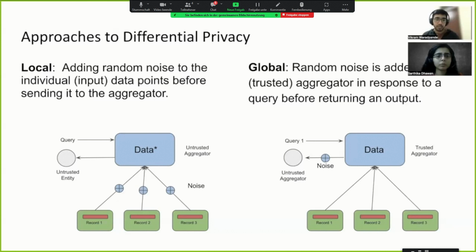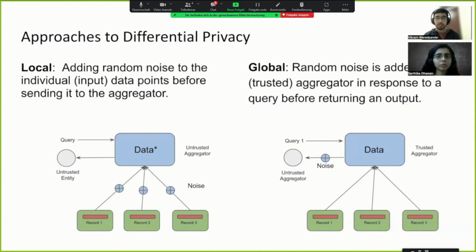But on top of the statistic, we add some noise so as to preserve the privacy of the individuals in the database. So there are two places where basically we can add this noise. One leads to a concept called local differential privacy. The other is global differential privacy.